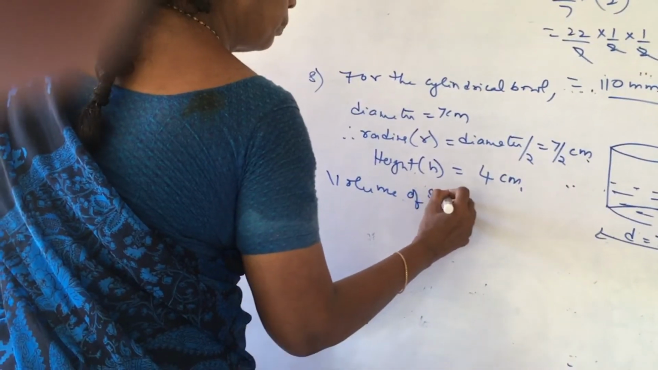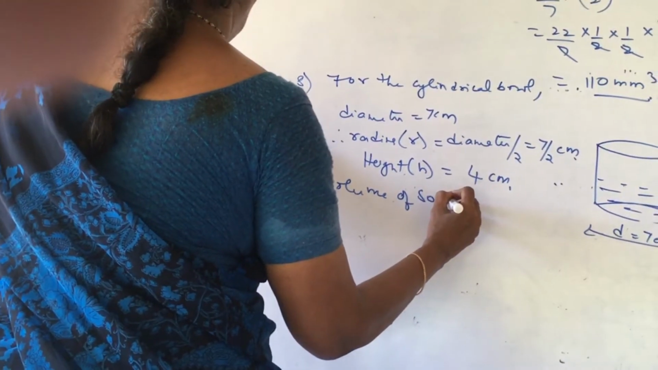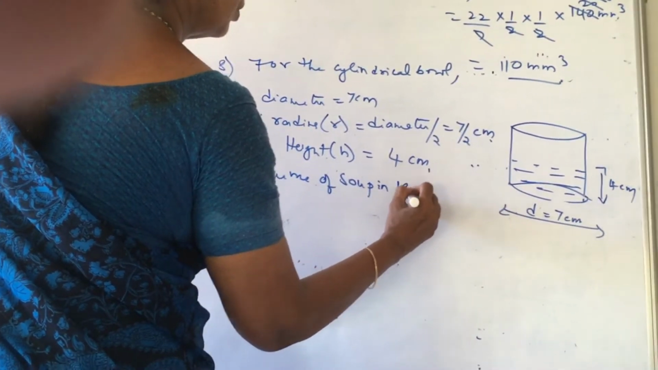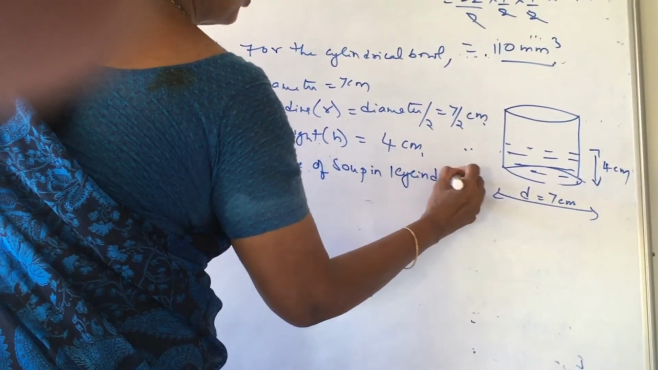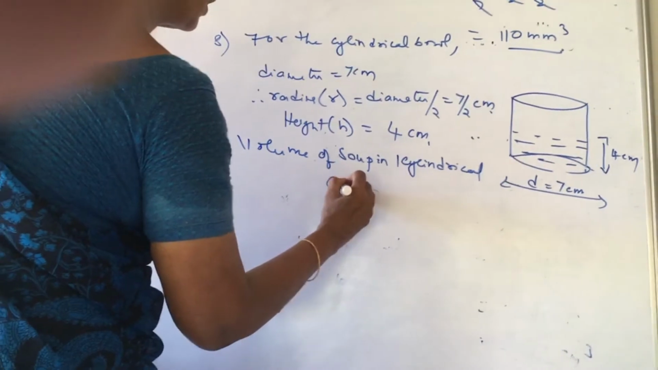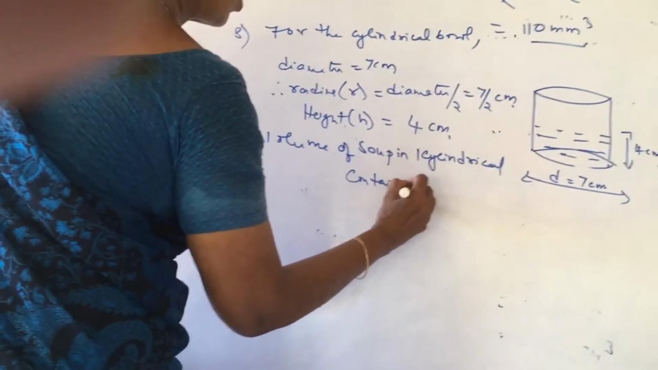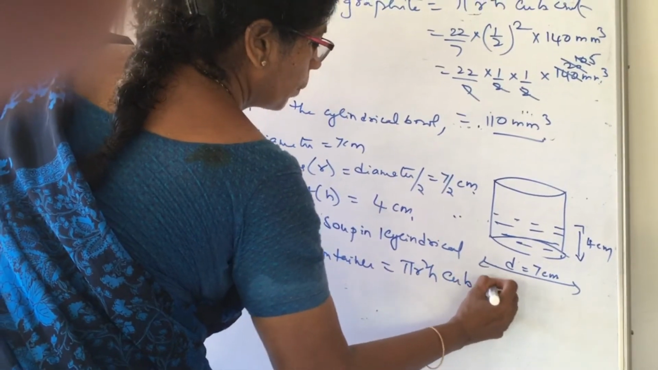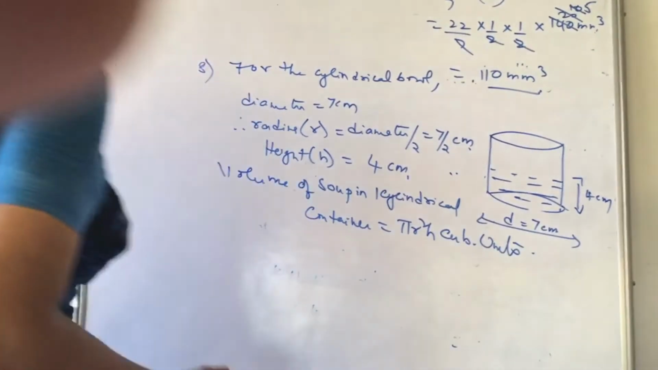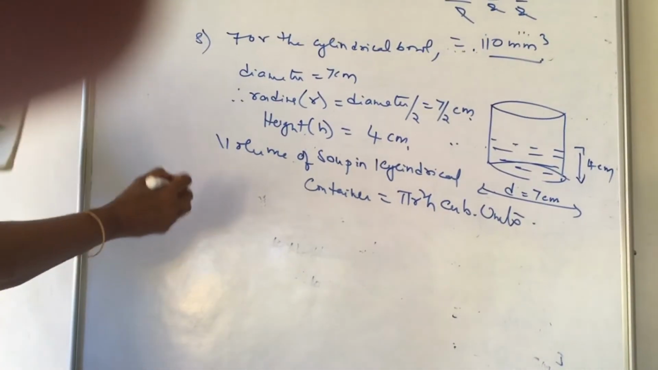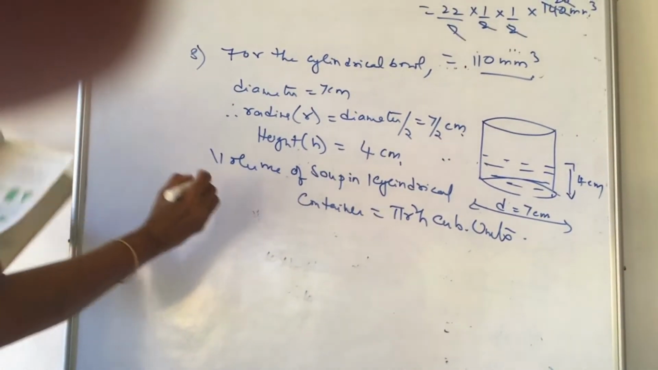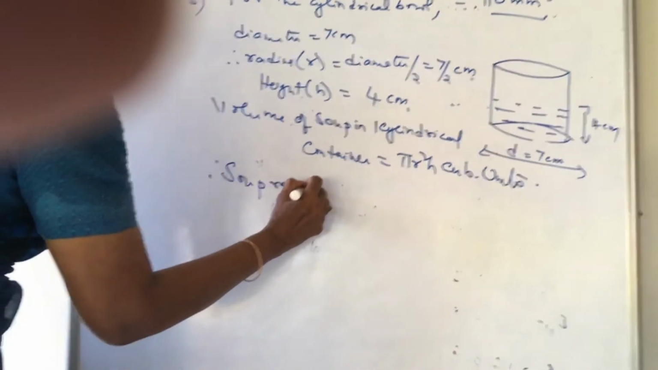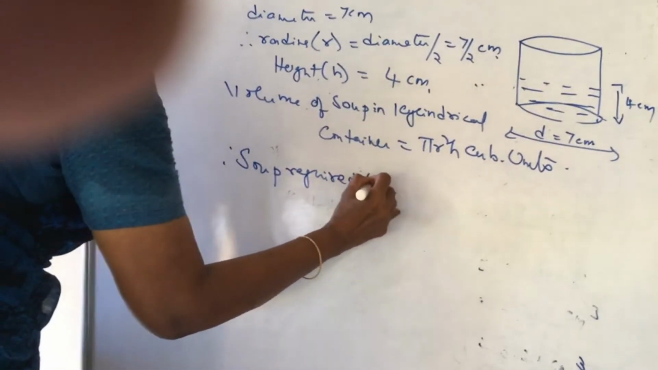Volume of soup. Volume of soup in one cylindrical container is how much, children? Pi r square h cubic units. You are going to supply to how many patients? 250 patients. Therefore, soup required for 250 patients.